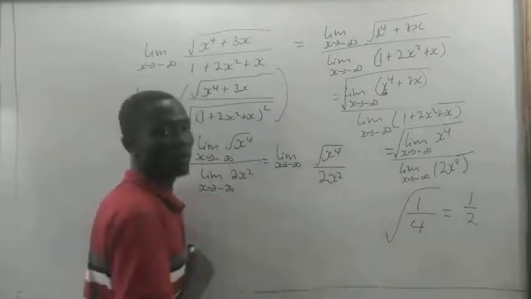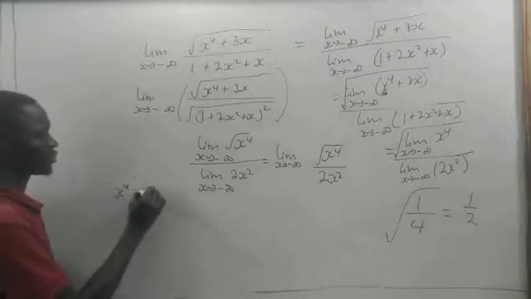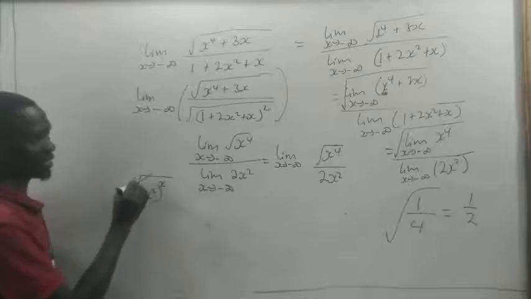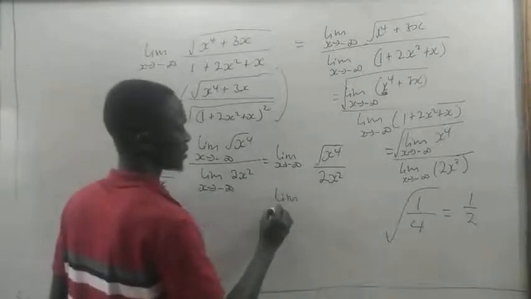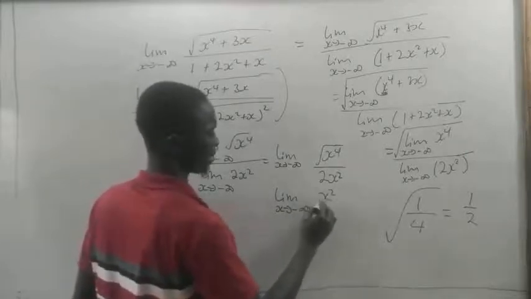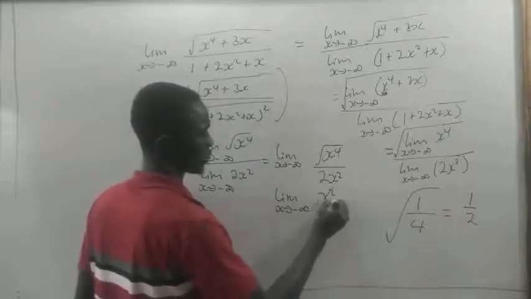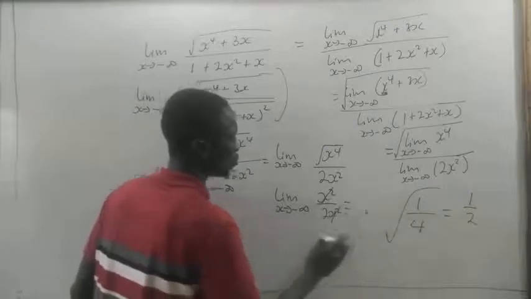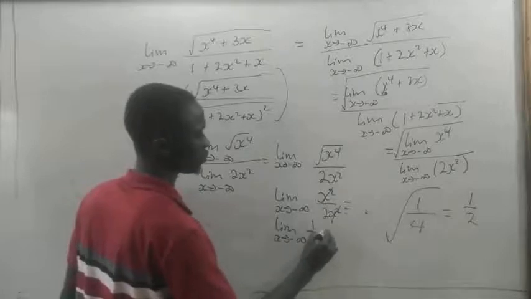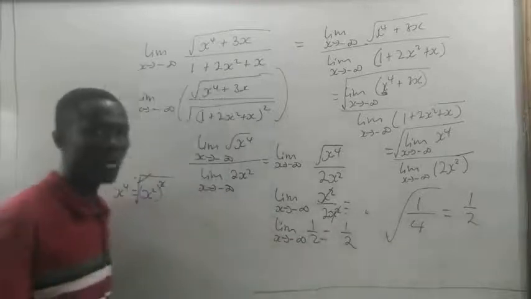And here, what is the square root of x to the power 4? X to the power 4 is the same as x squared, and we are taking square roots. So this will cancel this. So this will be the limit as x approaches negative infinity, x squared divided by 2x squared. And x squared will cancel x squared and we have 1 divided by 2. So we take the limit as x approaches negative infinity, 1 divided by 2. 1 divided by 2 is a constant, so we have 1 divided by 2 as we have had earlier.